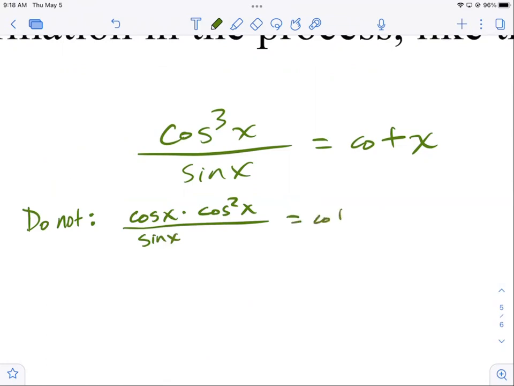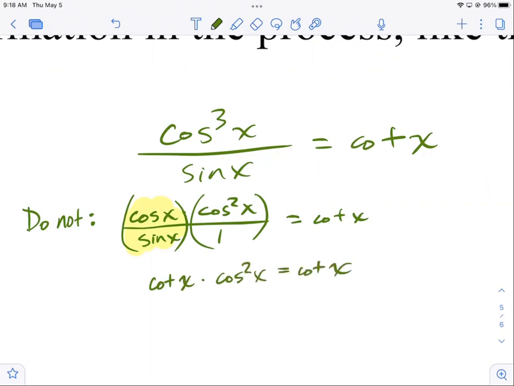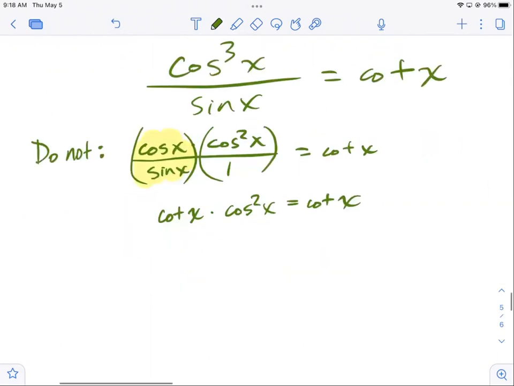And then you could call this cotangent of x over here. By the associative property of multiplication, you can actually associate those two together like that now. What's another name for cosine over sine? Cotangent. So you could call that cotangent of x times cosine squared of x equaling cotangent of x. So far we haven't done anything wrong. There's no sin here. But now if you say, ooh, right?